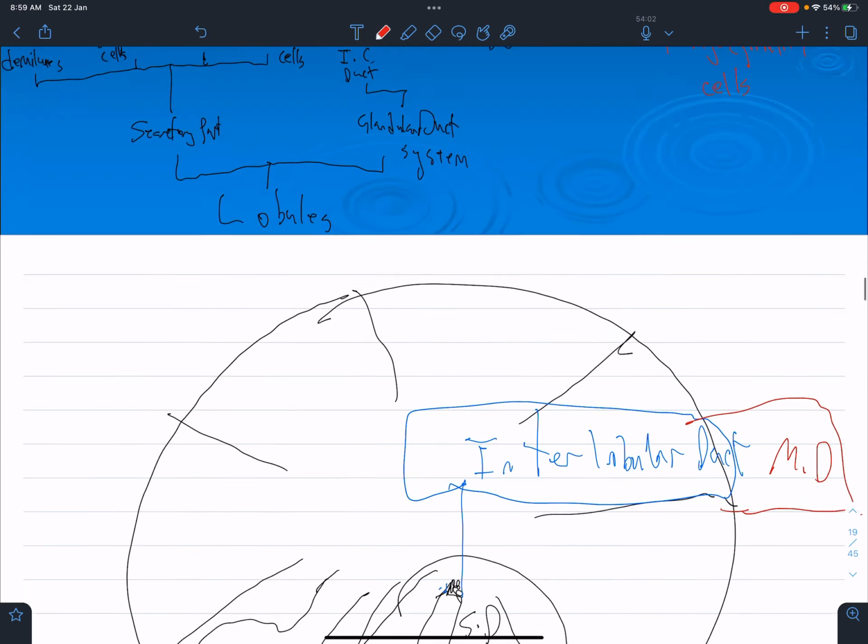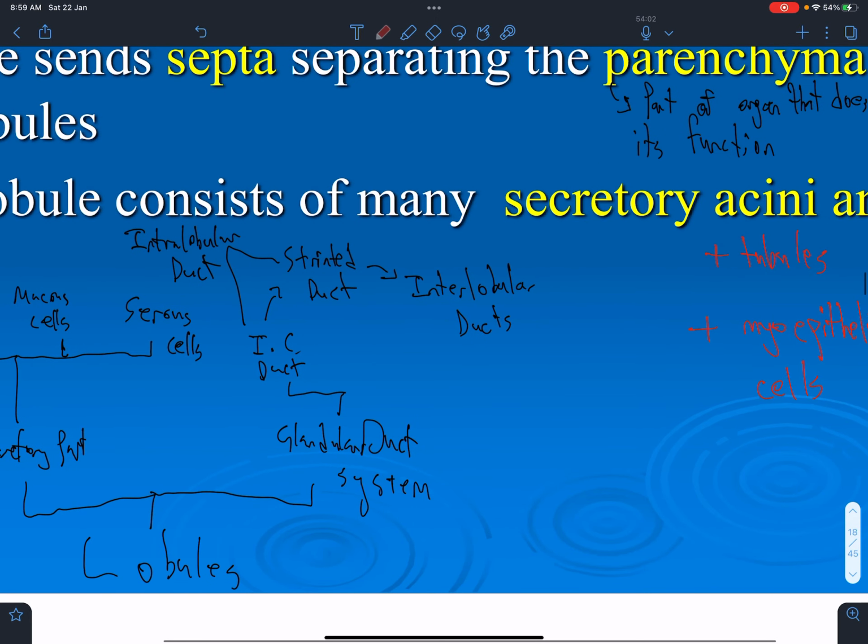In other words, the main duct could also be called, for the parotid gland, the parotid duct. For the submandibular gland, the submandibular duct. So submandibular duct, sublingual duct, parotid duct, the ones that come out of their glands respectively, those are the main ducts they're talking about, okay? So this is your main duct, the final duct that consists of the glandular duct system.